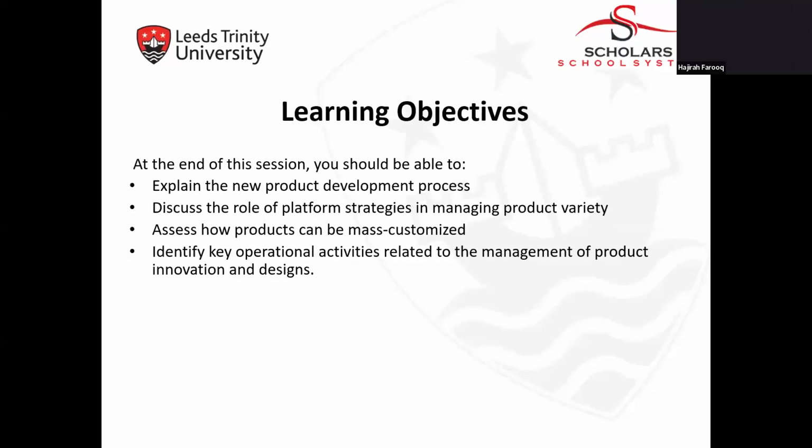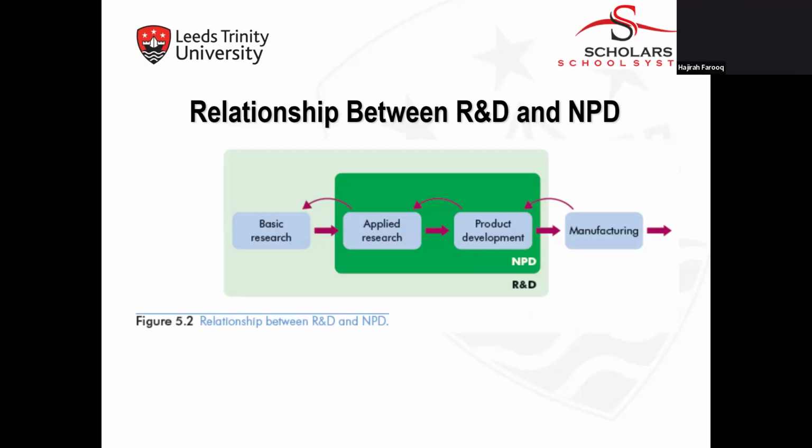The learning objectives at the end of the session should be covered are to explain the new product development process, to discuss the role of platform strategies in managing product variety, assess how products can be mass customized, and identify key operational activities related to the management of product innovation and designs. So we started off by discussing the relationship between R&D, which is research and development, and NPD, which is new product design. So this is a diagram which shows that the R&D consists of basic research, applied research, and product development, which then goes to the manufacturing.